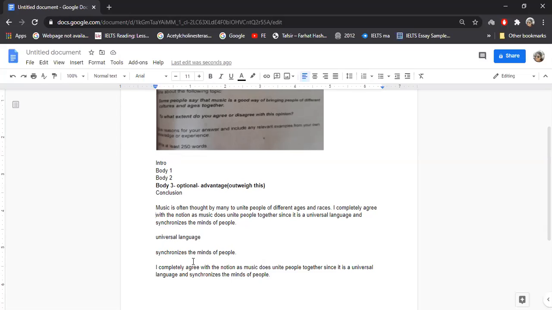Exactly. So I personally believe that if you are attempting computer-based tests, you should try to play clever, and you should first of all write the introduction, and then you should write the conclusion. In that way, you will ensure that nothing is out of the topic. Okay. So now I completely agree with the notion. Wait a minute.